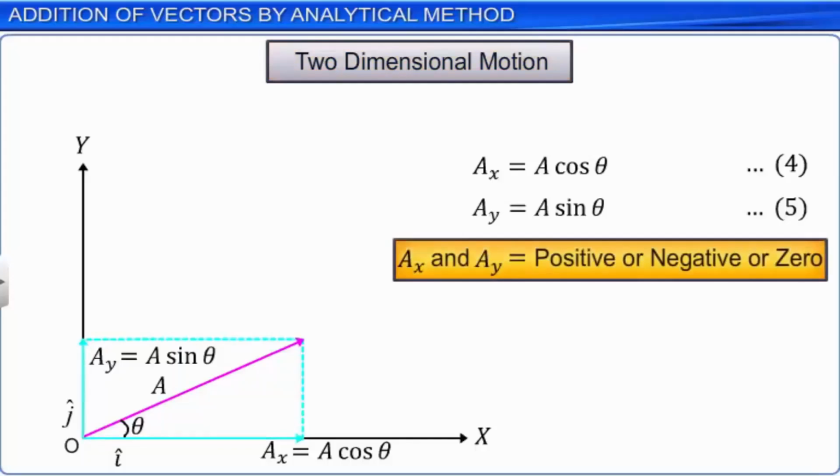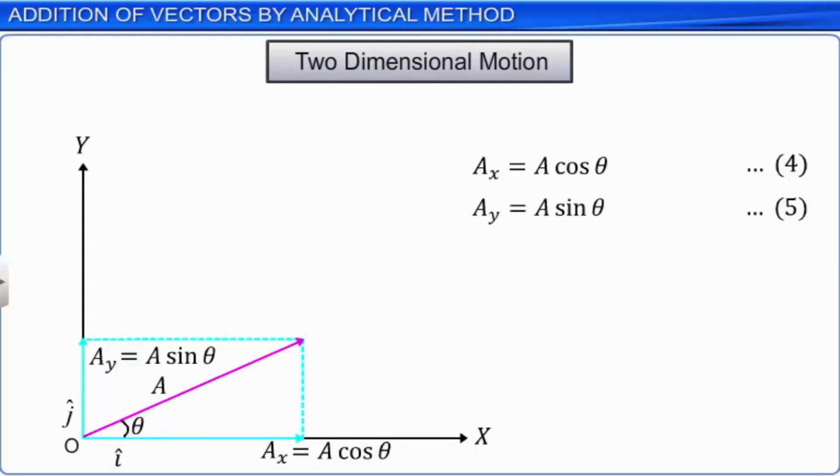A can be specified by its magnitude and theta, or its two components AX and AY. When A and theta are given, AX and AY can be determined using equations 4 and 5. When AX and AY are given, you can find A and theta as shown here.